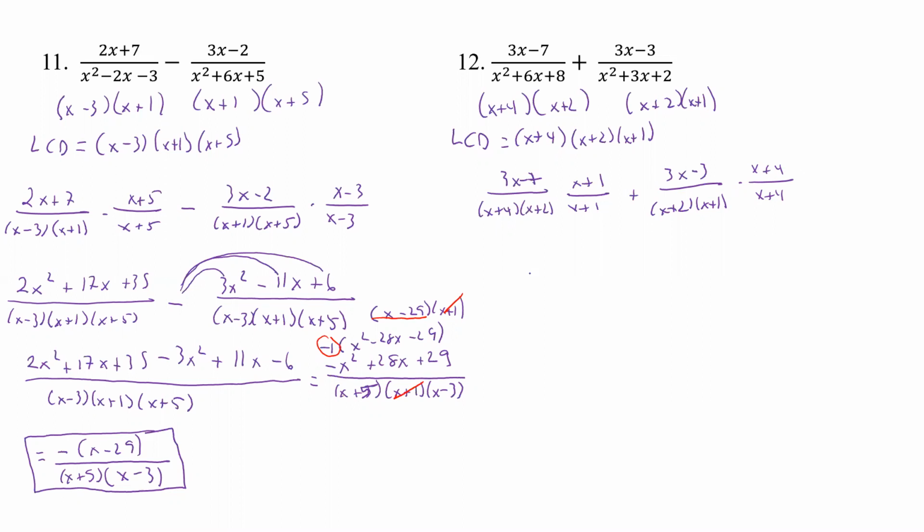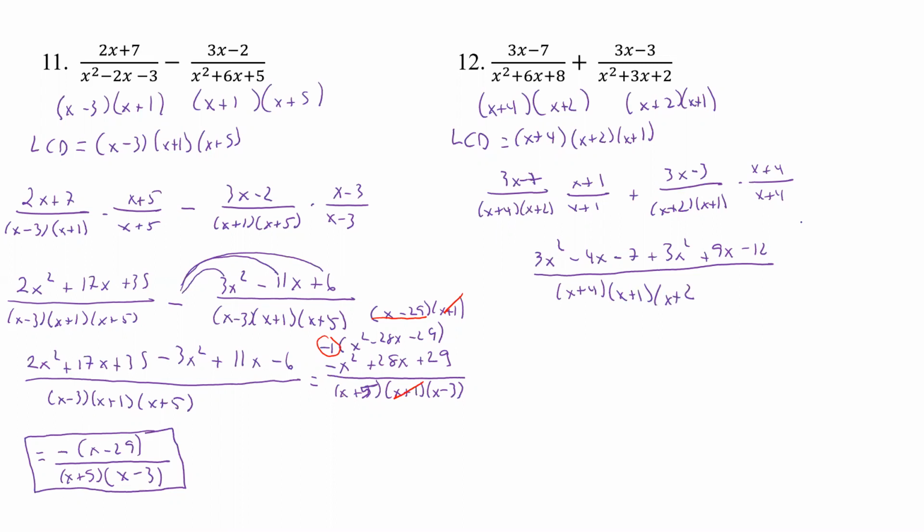So 3x times x is 3x squared. Then we have 3x and then minus 7x, so it's going to be a minus 4x, then minus 7. Then we have 3x times x is going to be plus 3x squared. Then we have 12x minus 3x is going to be plus 9x, and then that's going to be minus 12 all over. Then we have x plus 4, x plus 1, x plus 2.